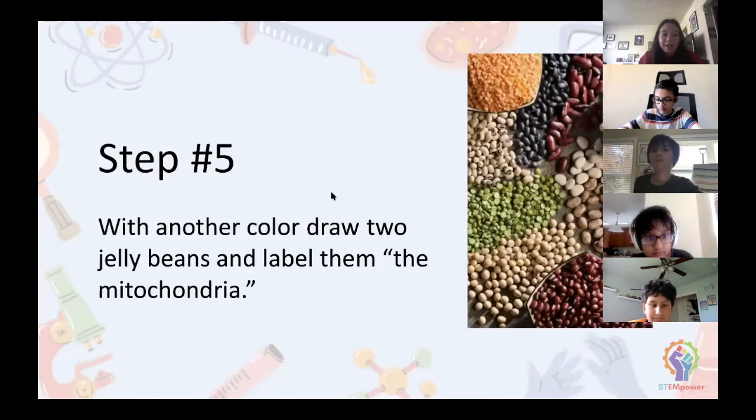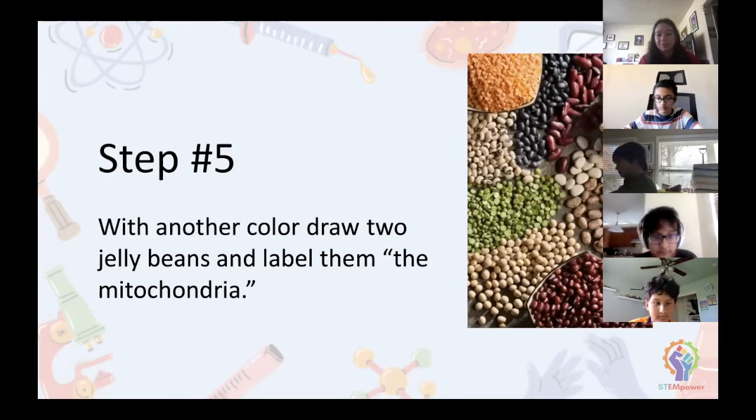So on to step number 5. With another color, we're going to draw 2 little jelly beans, and by jelly beans, you can draw something that's, I guess, an oval. And then you can label them the mitochondria.